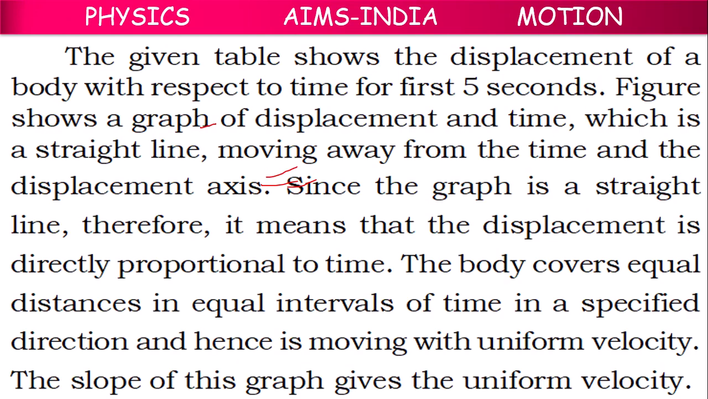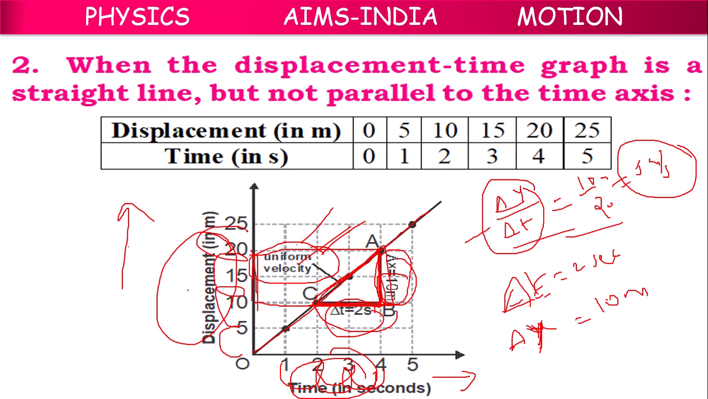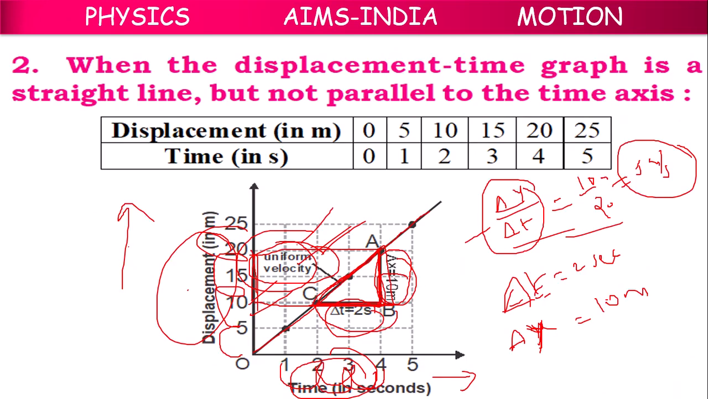So here, as the graph is a straight line, we can tell that displacement is directly proportional to time. As time increases, displacement also increases. But in equal intervals of time, equal amount of displacement is happening. So we can say that the body is traveling with a uniform velocity. Whatever we have told now is also given in the form of text, but there is no need of this, as we have already explained the concept.